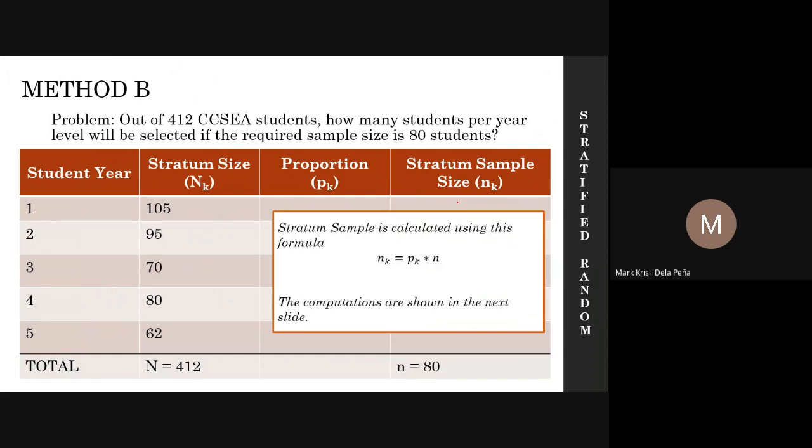After that, the stratum sample will be the proportion multiplied by our target sample size. Our sample size here is 80, so we need 80 students. And we multiply 80 by our calculated proportion for each stratum.